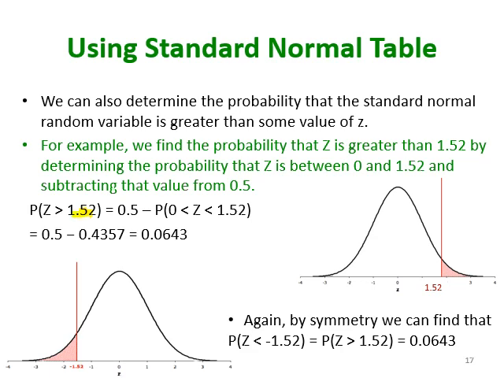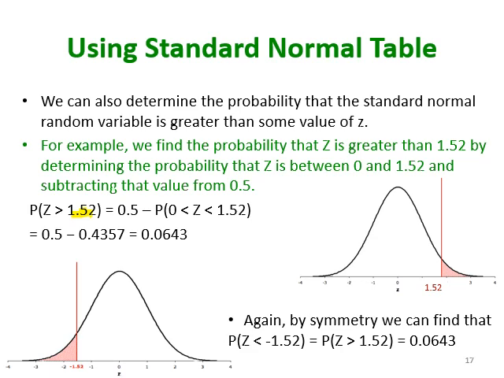We know that we can find the area from 0 up to 1.52, which we have just found to be 0.4357. And we also know that the area from 0 up to infinity is 0.5. So what we have to do is subtract 0.5 minus 0.4357, and then we get the shaded red area over here from 1.52 up to infinity. So this is the probability that z is greater than 1.52.